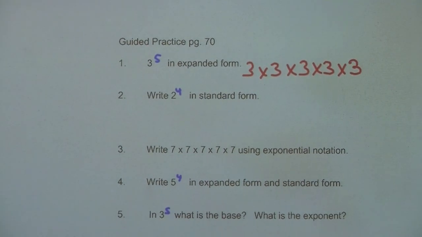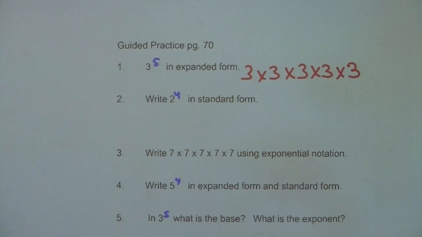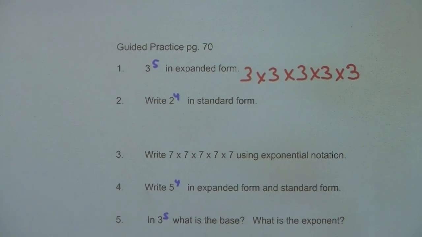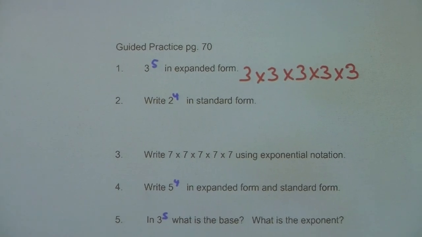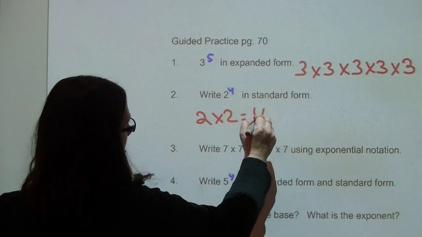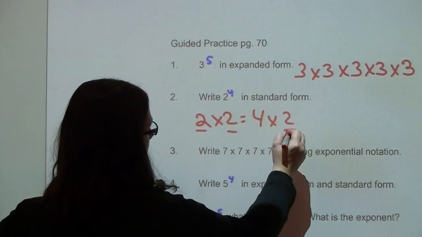Okay, good job. Number 2 asks us to write 2 to the 4th power in standard form. Standard form means I need to do what? I need to solve it. Good job. Okay, so now I have to do 2 times 2 equals 4. That's 1 time, that's 2. Times 2, this is the 3rd time.